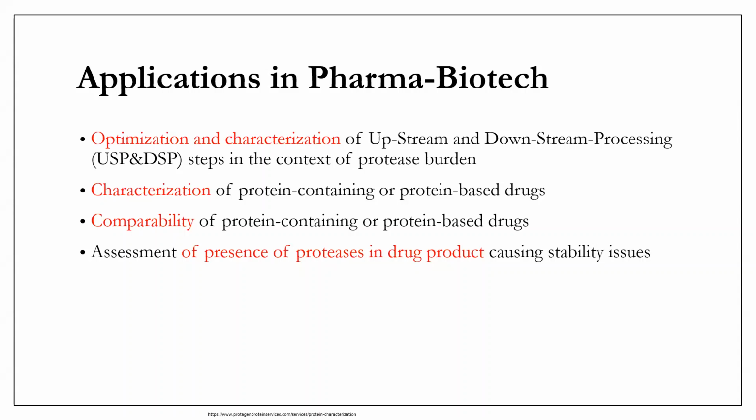Okay, so the maximum productivity. Upstream focuses on the maximum productivity. When you achieve maximum productivity, then comes the downstream processing. Downstream processing is where you get a purified drug, a purified protein-based drug.